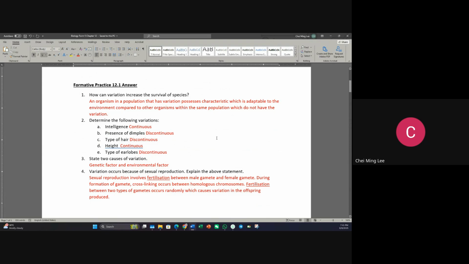Okay, state two causes of variation. We have genetic factor and environmental factor. And variation occurs because of sexual reproduction. So he wants us to explain.